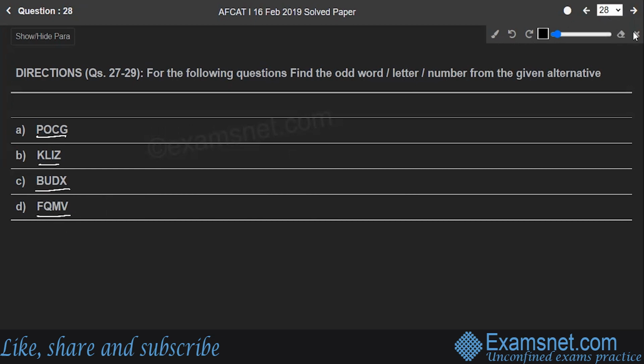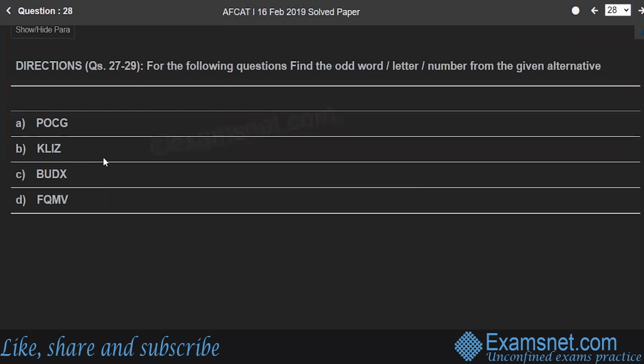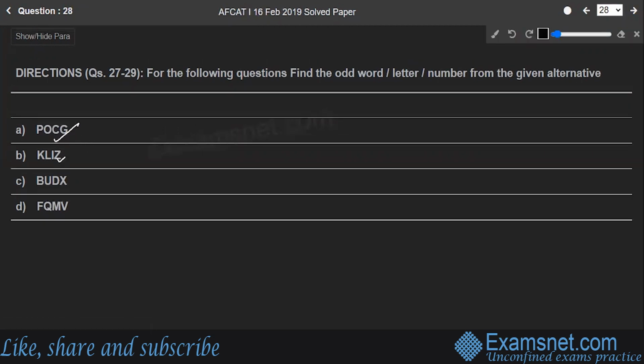POCG, KLIZ, BUDX, FQMV. Looking at all the four alternatives, I can't see any meaningful word they are forming. But there is one thing. A, B, C, they all have vowels in them. D is the one which does not have any vowels. So this is the odd one out, and option D is our answer. All right. Next question number 29.